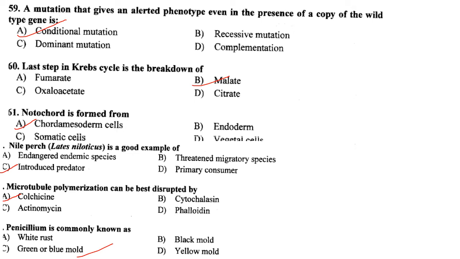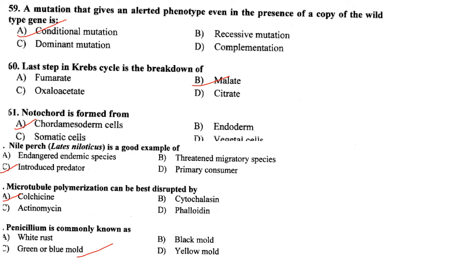Then last step of Krebs cycle is the breakdown of. So breakdown of malate. Answer is option B. Notochord is formed from. It is formed from chorda mesoderm cells. Answer is option A. Nile perch is a good example of.